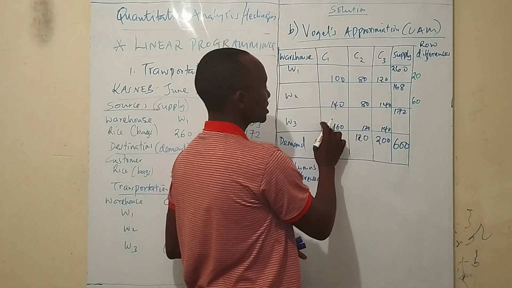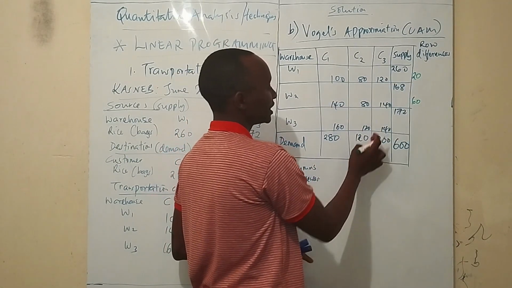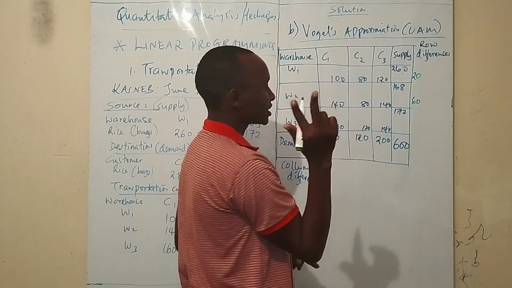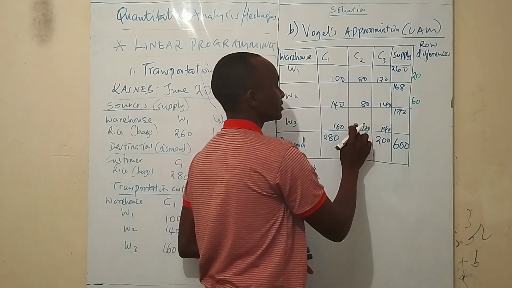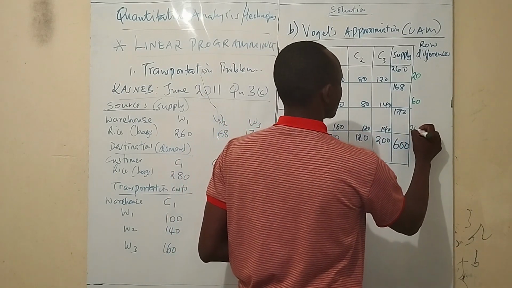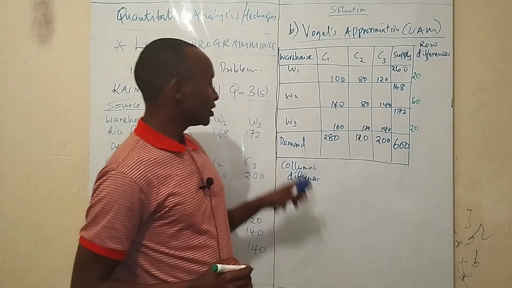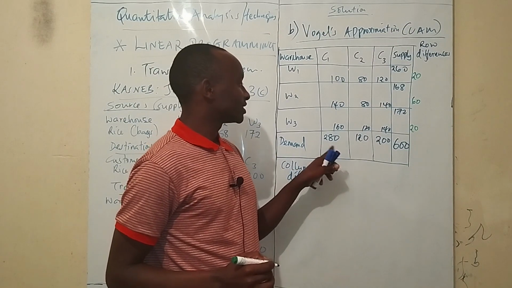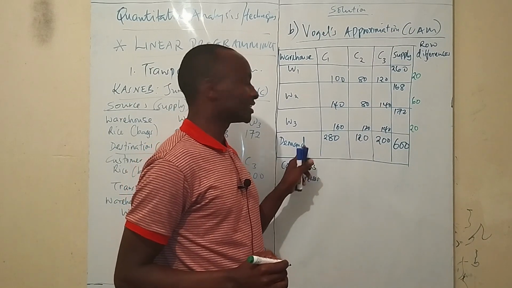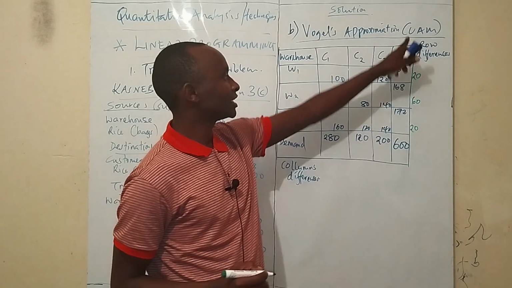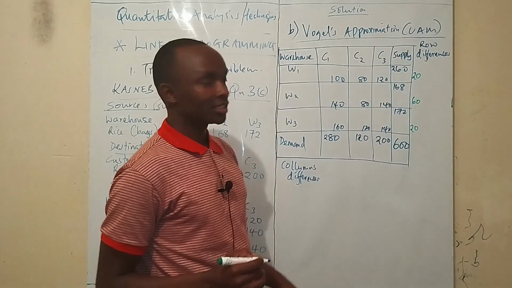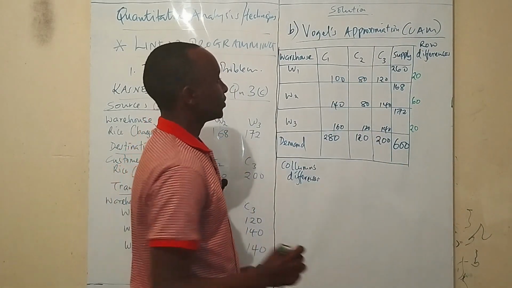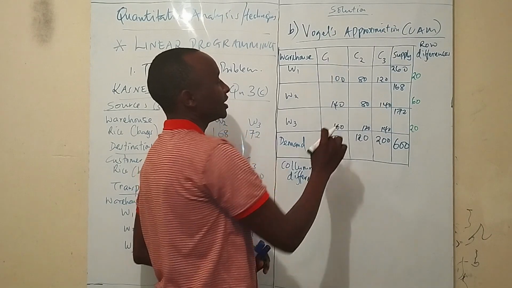And then you come again: 160, 120, 140. The two lowest costs are 120 and 140, so the difference is 20. Don't calculate the differences between the lowest in demand. These are not costs, just the same case we did with the supply. So the next step is to find the difference in the columns.